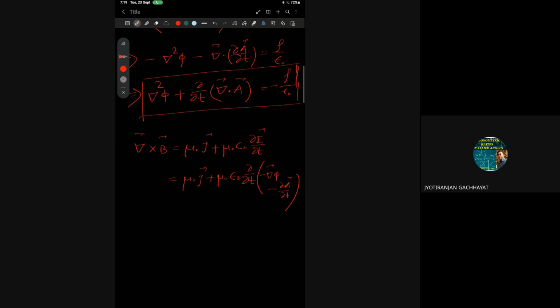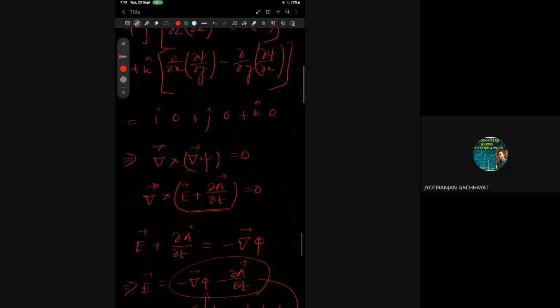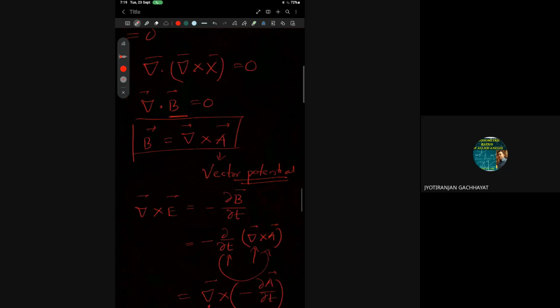What about B? What was the expression of B? On the right hand side we have the electric field, not the magnetic field. On the left hand side there is the magnetic field. So what should we write for it? del cross A. We said the magnetic field is equal to del cross A, right? Do you remember? Again, magnetic field is equal to del cross A.